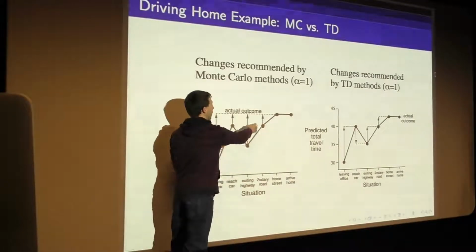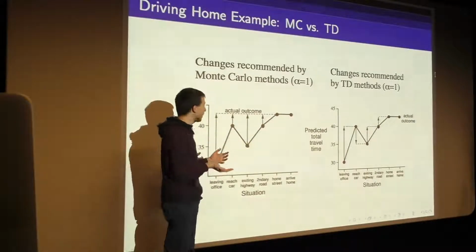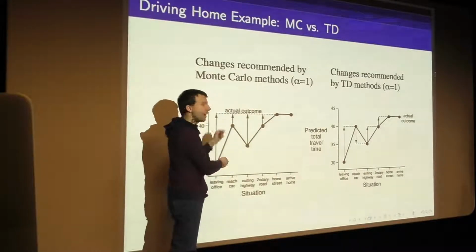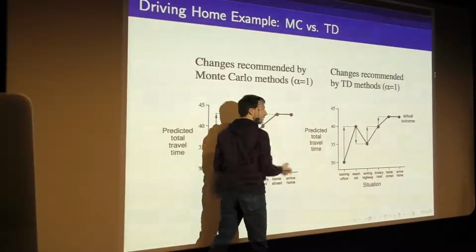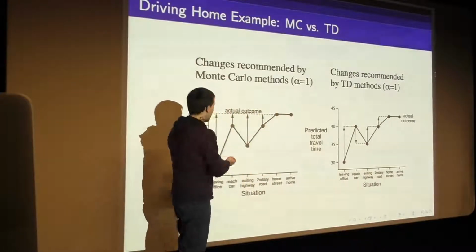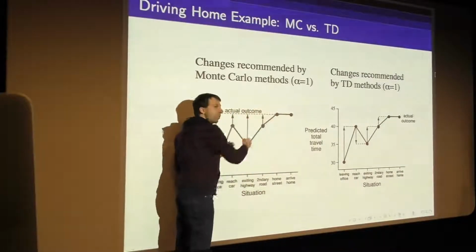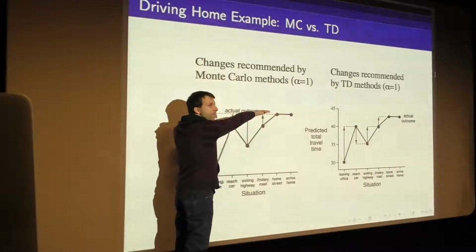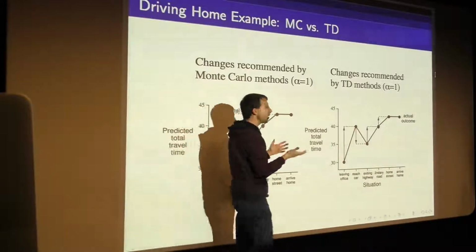And at each step along this, using Monte Carlo learning, you update towards the actual outcome. You have to wait until you finally get there, see that it actually took 43 minutes, and then update each of your value estimates along the way towards that 43 minutes. Okay? Whereas with TD learning, it's quite different.